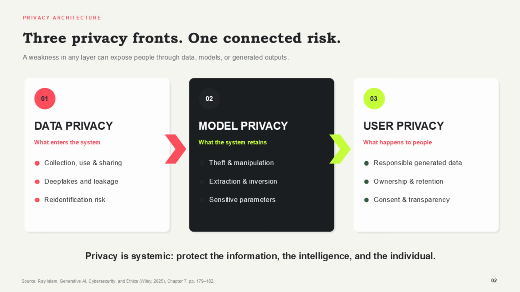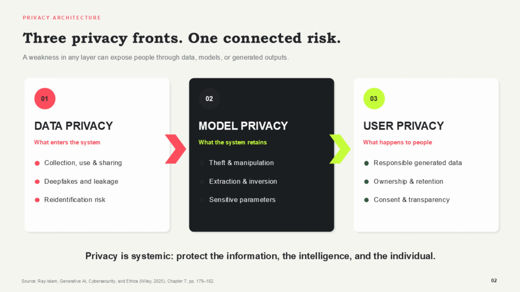Second, model privacy focuses on what the model itself may expose. A model can be stolen, manipulated, extracted, or queried in ways that reveal information from its training data. Model inversion and membership inference make this especially important. Third, user privacy asks what happens to the people represented by the data or affected by generated content. Do they retain ownership? Was their consent explicit? Is generated information being stored longer than necessary?